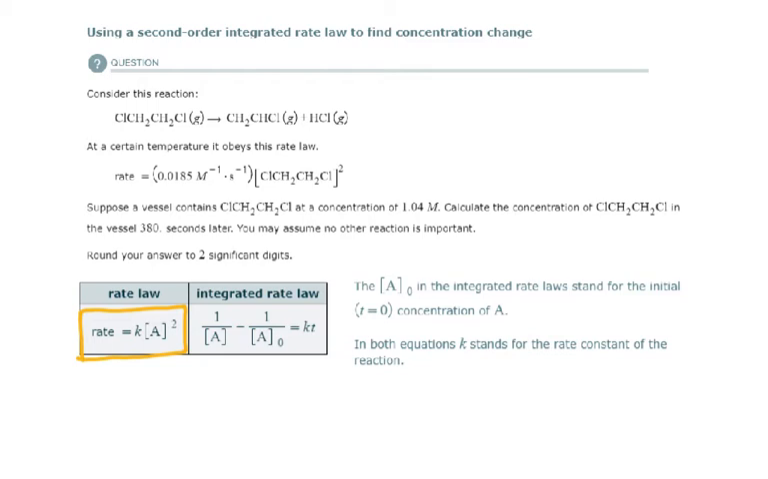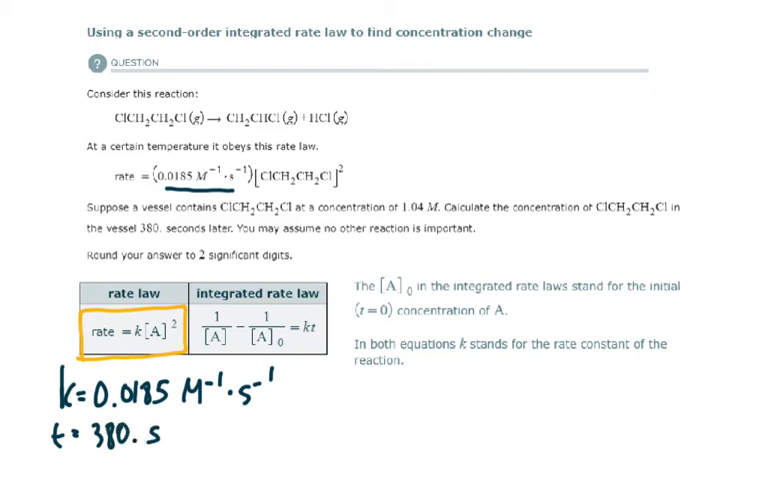So even though they don't say k is equal to so-and-so, they give it to us right here in the rate law. So we can write that k, a little lowercase k, is equal to 0.0185. And the units of k, this being a second order reaction, are M to the minus 1 times s to the minus 1. We are also given time in seconds, so that's good. It needs to be the same units as k, in seconds.